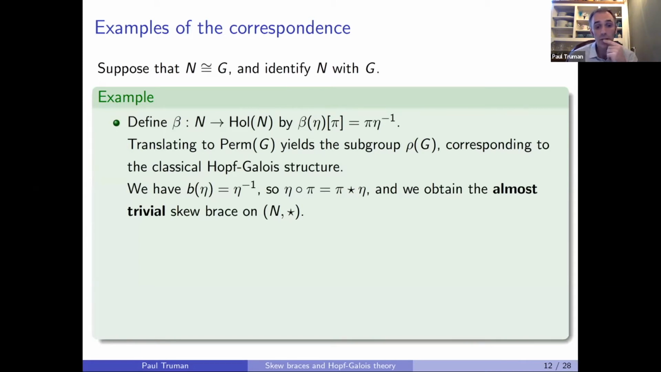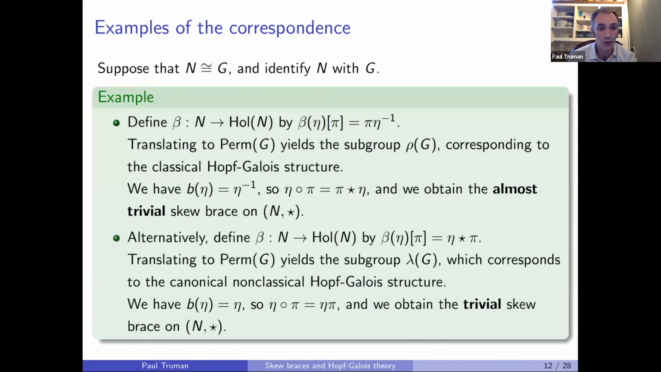But if you chase through the circle operation that you get from this construction, you don't get the trivial skew brace, which was a surprise to me when I started thinking about this kind of thing. You get what Alan and I have been calling the almost trivial skew brace, where the circle operation is just the reverse of the star operation.